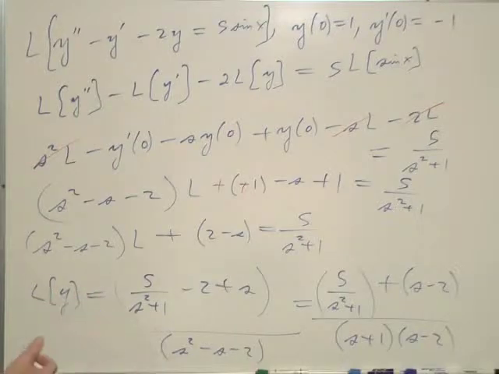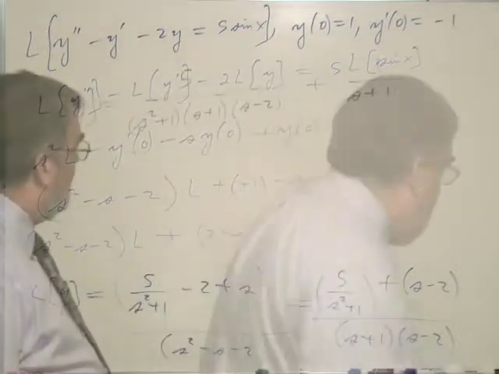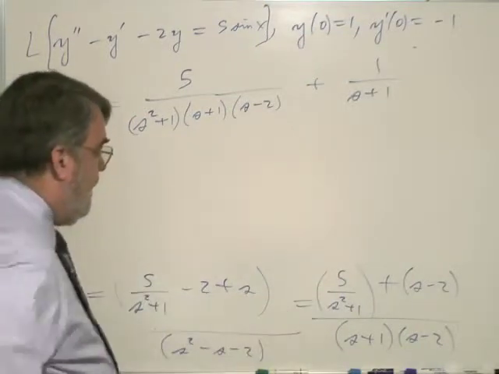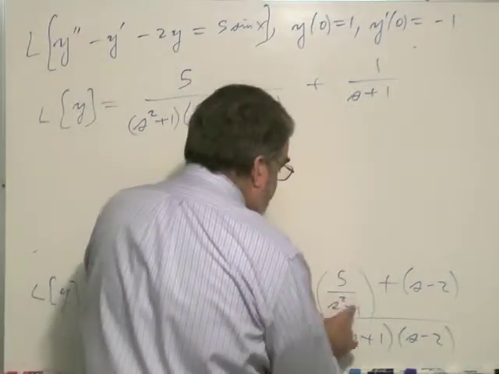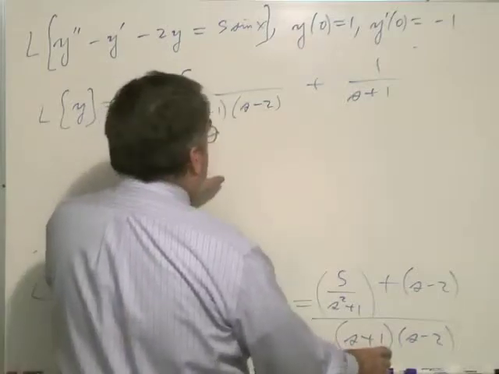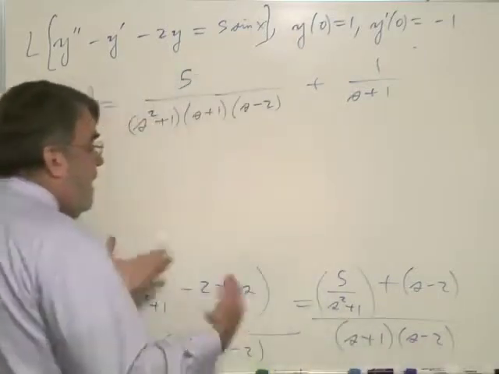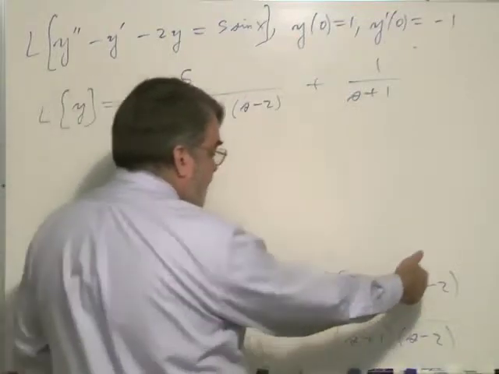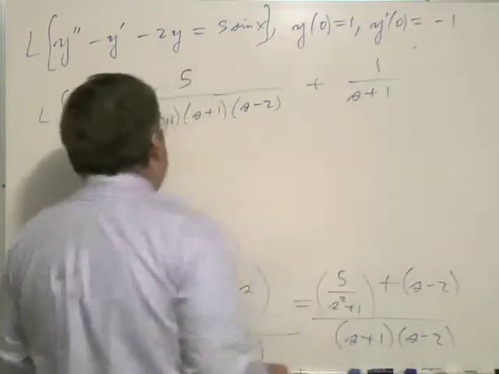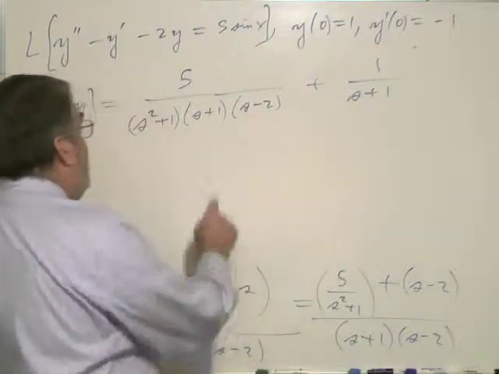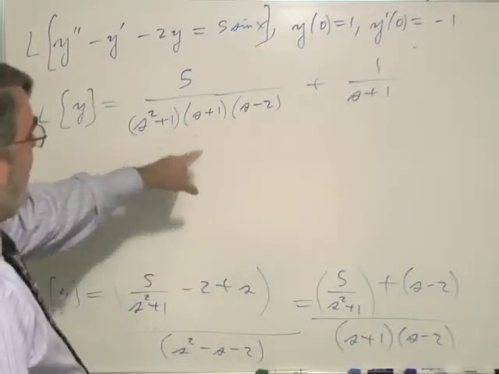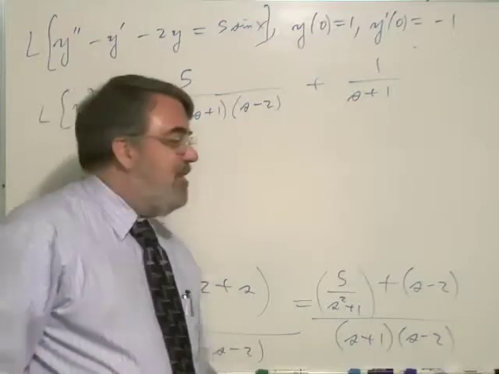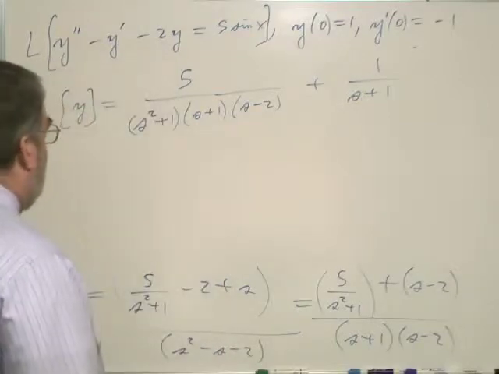I took this one down here, and this term is 5 over s squared plus 1 times s plus 1 times s minus 2. Then splitting up this term in here, the s minus 2 cancels, so the right-hand term is just 1 over s plus 1. So that's the easy one. This one will be a mess, and to handle it we're going to need to split it up using partial fractions. It's a little bit of a challenge.